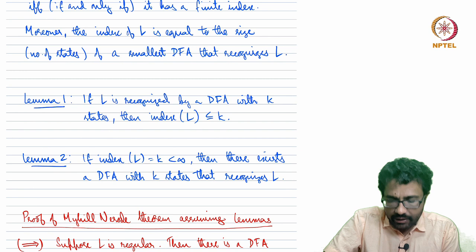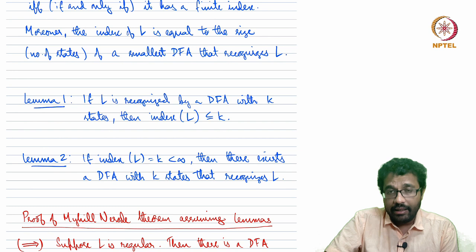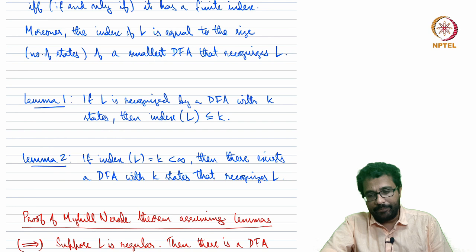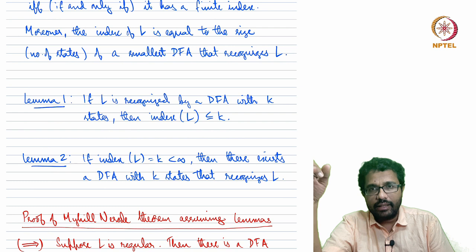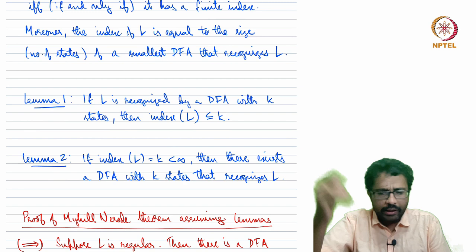Lemma 2 states that if the index is some finite number k, then there is a DFA with k states that recognizes L. The first lemma says that whatever the number of states, the index is at most that. Then it says that if the index is finite, then there is a DFA with that many states. So putting these two together, we get the theorem. Lemma 1 and lemma 2 together imply the theorem.